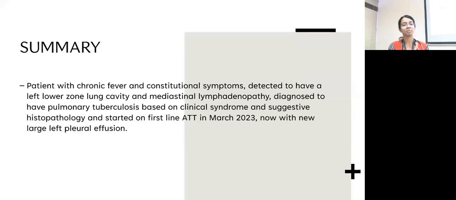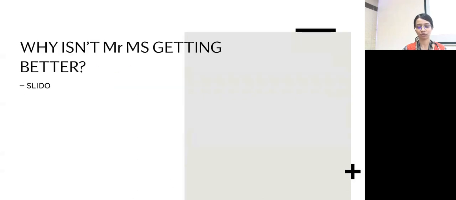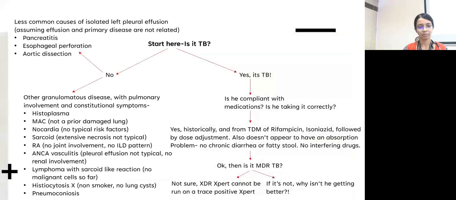So summary, this is a patient with chronic fever, constitutional symptoms, detected to have a left lower zone lung cavity and mediastinal lymphadenopathy, diagnosed to have pulmonary tuberculosis based on the clinical syndrome and suggestive histopathology, and started on first line ATT, now with a new left large pleural effusion. So why is he not getting better is our question. So we start here. Is it TB? It's not TB. We had reasonably ruled out quite a few differentials. I'll come to the results.